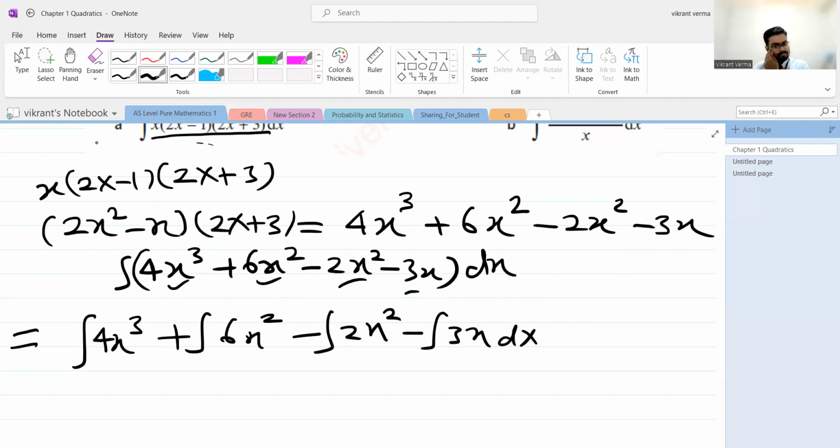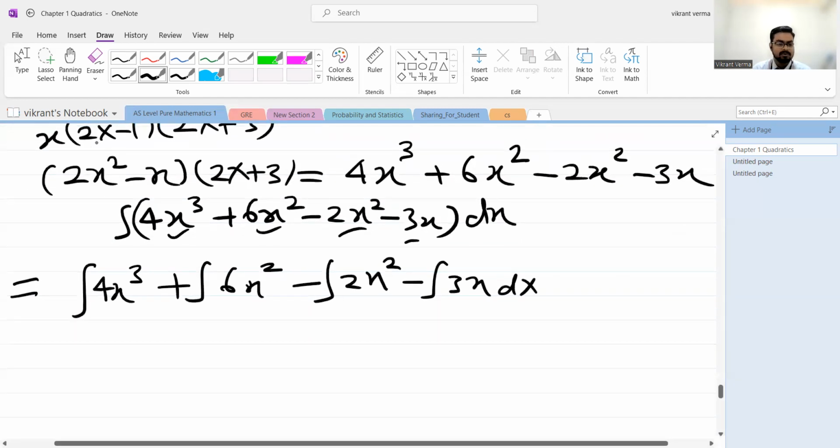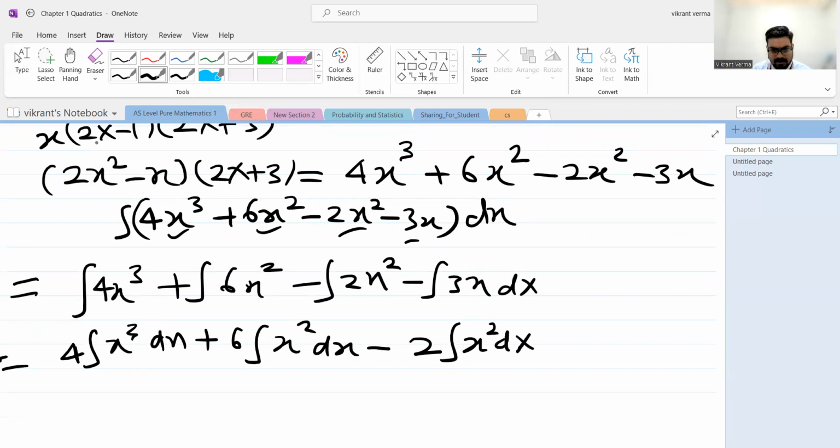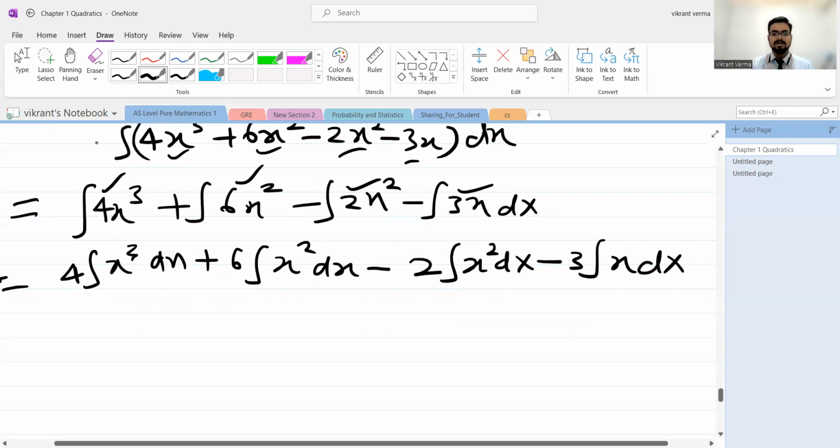Now only the constant terms can be taken outside, so this is equal to 4 times the integral of x cube dx plus 6 times the integral of x square dx minus 2 times the integral of x square dx minus 3 times the integral of x dx. So what I have done is taken all these constants 4, 6, 2 and 3 outside our integral sign. Now I will apply this formula.